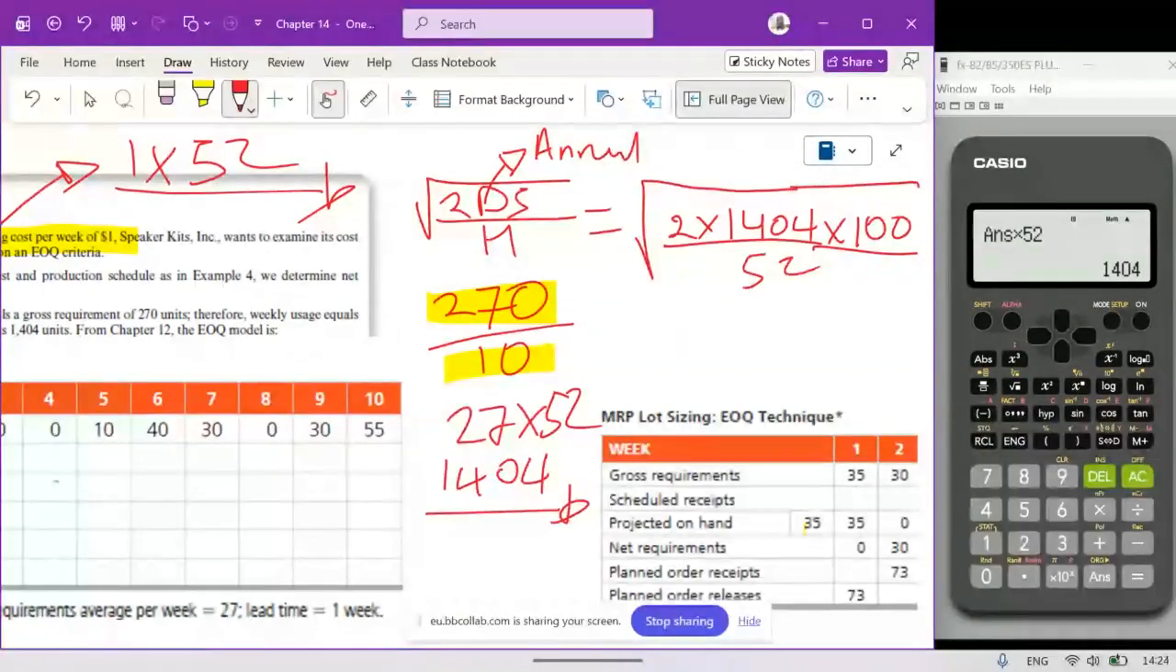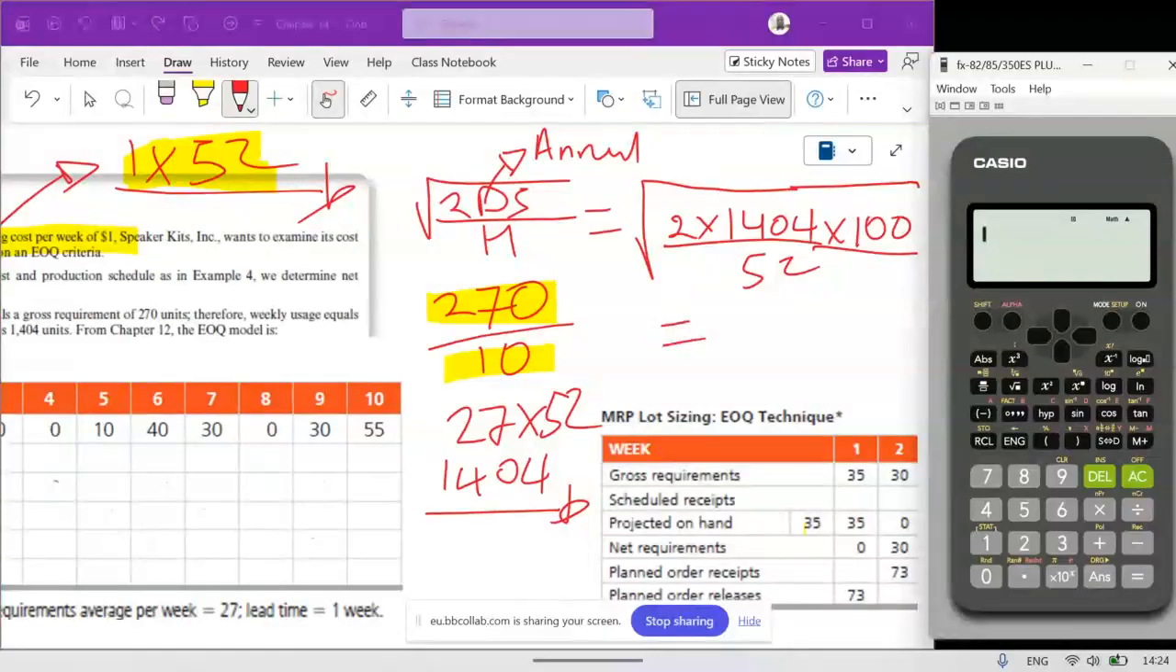The 52 is coming here for the holding cost, right? Then this becomes 2 times 1404 multiplied by 100 over 52. And you're going to get it like this.